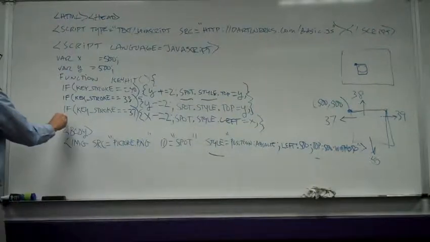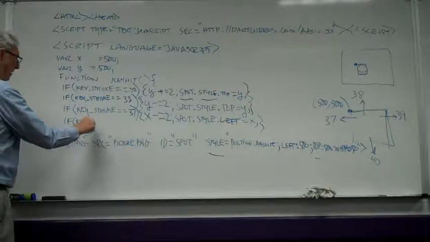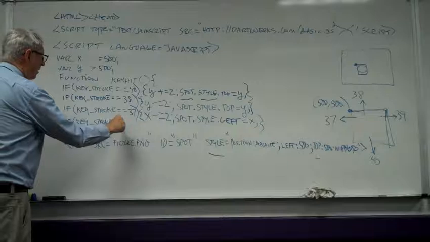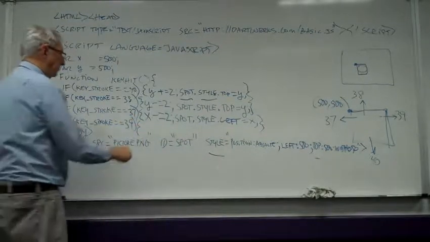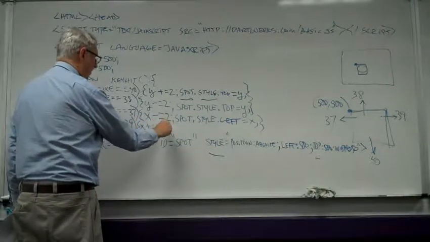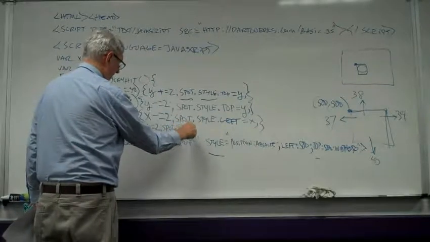And there's going to be one more. This right here: key underline stroke equals 39. 39, which is which way? X plus equals 2. Spot dot style dot right equals X, semicolon, close bracket. No, not right.